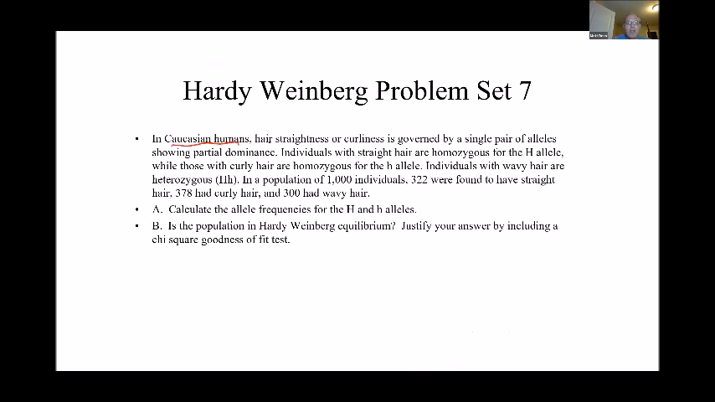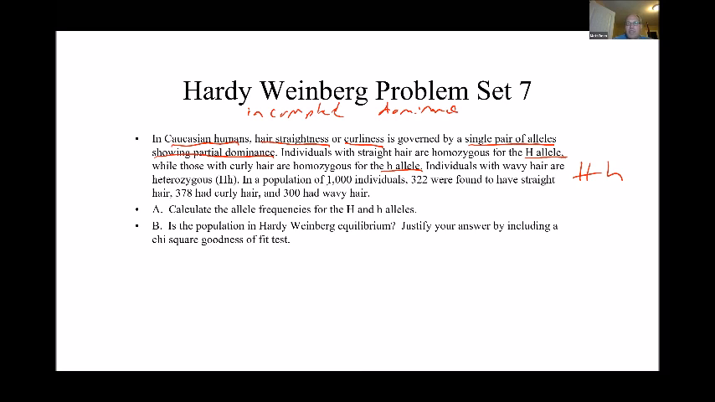So in Caucasians, hair straightness or curliness is governed by a single pair of alleles that shows partial dominance. Sometimes we might call that incomplete dominance. Individuals with straight hair are homozygous for the big H allele, while those with curly hair are homozygous for the little h allele. Individuals that are heterozygous, big H, little h, they have what's called wavy hair. So it has some curls to it, but it's not all tight curls like a curly-haired individual would have.